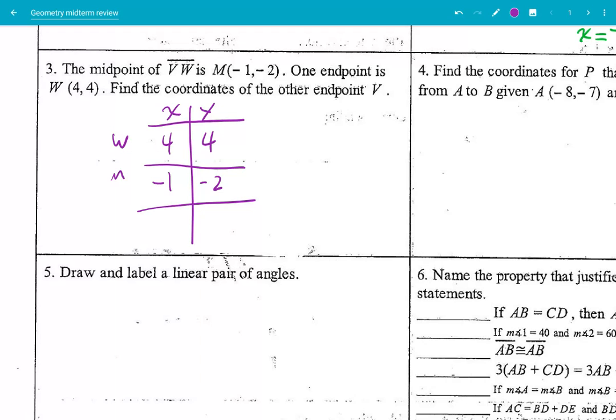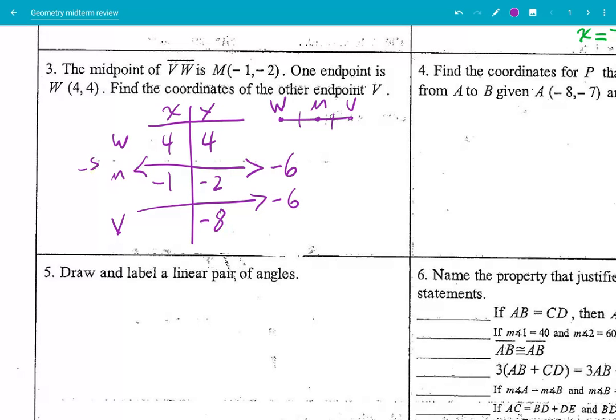Okay. Let's get back to this. Here's the midpoint M. One of the endpoints is W. We need to find V. Well, this is all about slope, isn't it? From 4 to -2, we went down 6 steps. And if we went down 6 steps to get to the other endpoint, we've got W, we've got V, and then M is in the middle, which means that the distance from W to M is the same as the distance from M to V, which means this has to apply as well. So that's going to be -8.